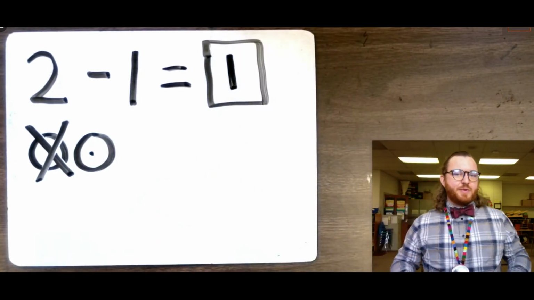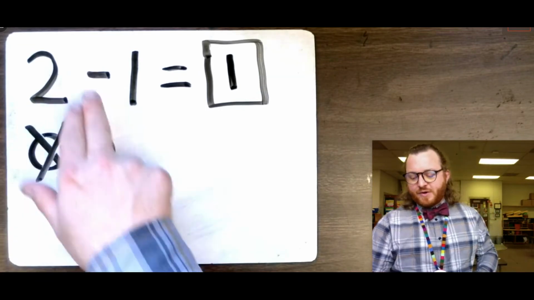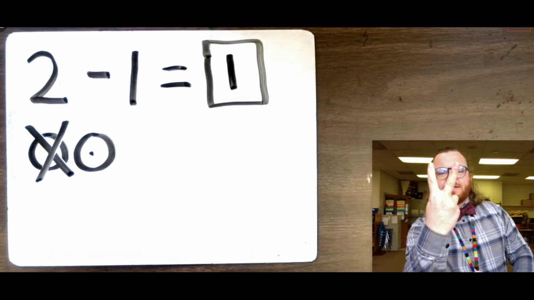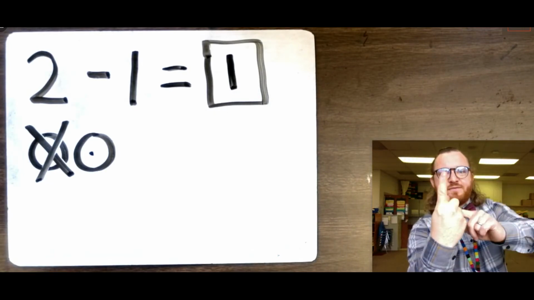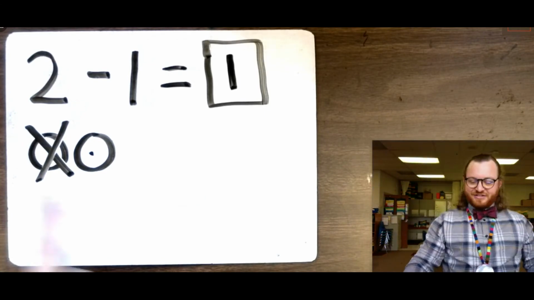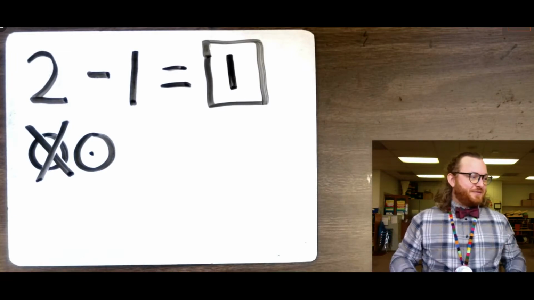The answer to a subtraction problem is called the difference. So 2 take away 1 equals 1. If I have 2 fingers and I take away 1 finger, I have 1 finger left over. Did you see how I did that? Let's try another one now.